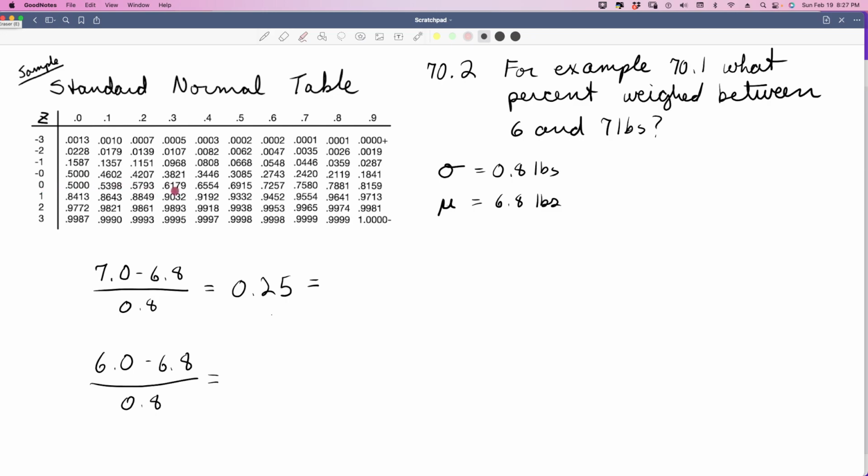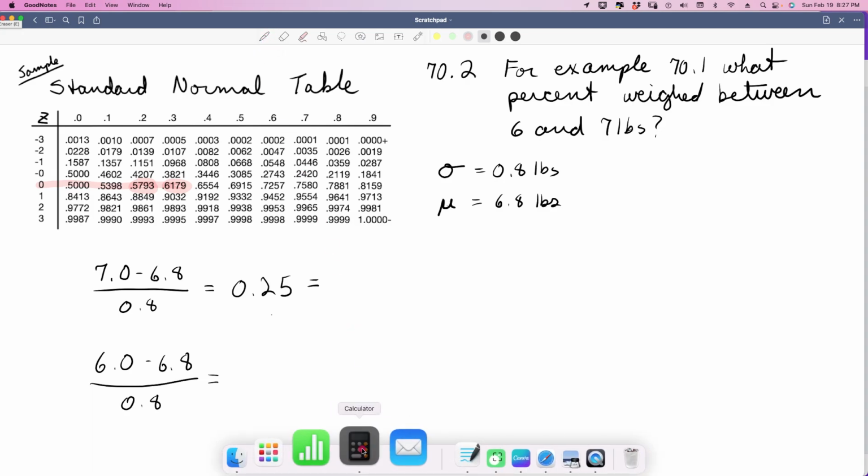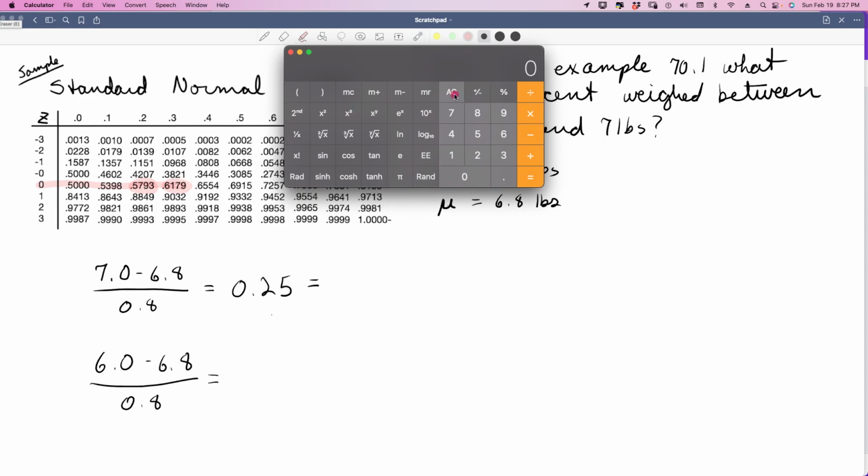0.25 is not listed, but 0.2 and 0.3 are listed. So we're going to go halfway in between these two numbers here. So these are the two numbers we're looking at, and we're going to use this one and this one. We're going to take in between those two numbers. So we're just going to add them together on our calculator and then divide them by 2, and that's going to give us our number.